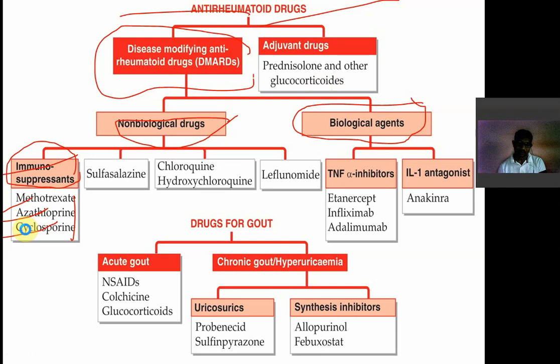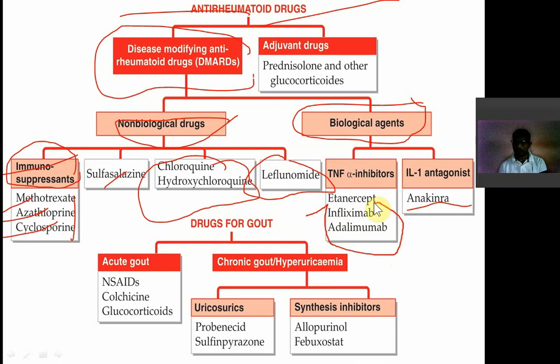Gold salts are also used. Uricosuric drugs decrease the uric acid. Chloroquine and hydroxychloroquine are anti-malarial drugs, and they also have anti-rheumatic action. Leflunomide is also a drug. In the biological agents, you have tumor necrosis factor inhibitors. In that you have monoclonal antibodies. An interleukin-1 antagonist is also there, that is anakinra. And monoclonal antibodies, these are the tumor necrosis factor inhibitors.